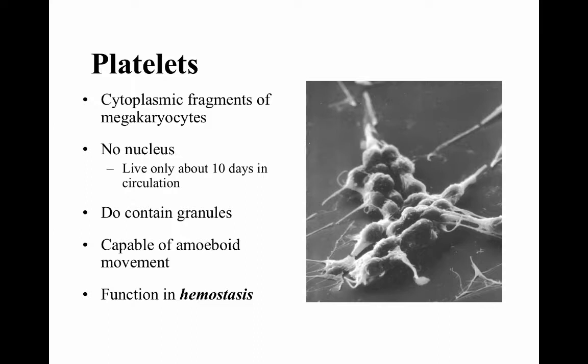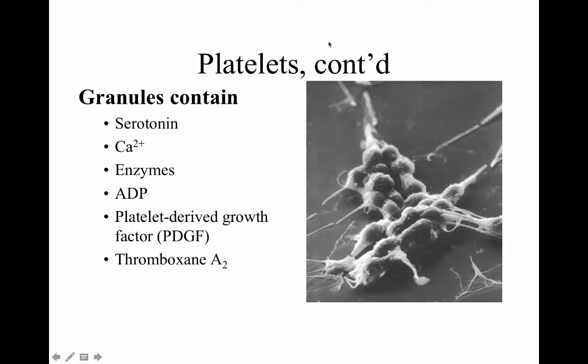and they function in hemostasis, which is hemo being blood and stasis to stay in place, so clot formation. The granules in platelets contain serotonin, calcium, enzymes, ADP, adenosine diphosphate, platelet-derived growth factor, and thromboxane A2. So these are components that we see come into play in a cascade effect where we have a positive feedback loop that will help us create blood clots.